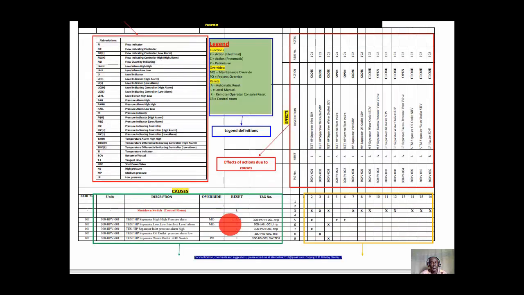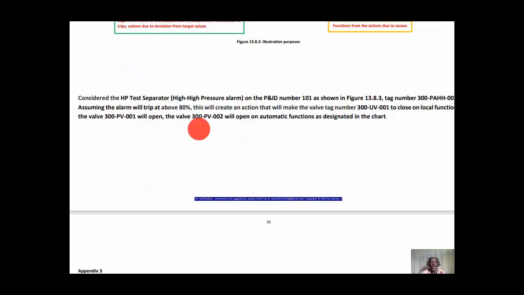See on our charts, these are the possible causes. We have the P&ID number, the unit, the description, whether override, reset, and we have the tag number. Now we have the effect of the action due to the causes, or what will happen as a result of the causes. The effect that will result: high pressure alarm on the P&ID number 101 as shown in figure 30.8.3, tag number 300 PAHH001.